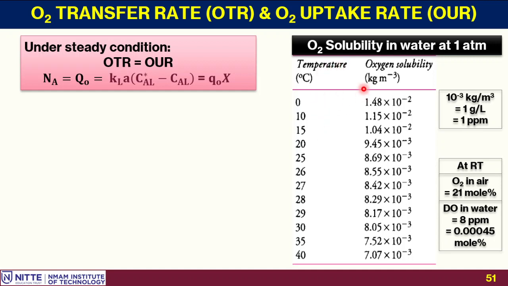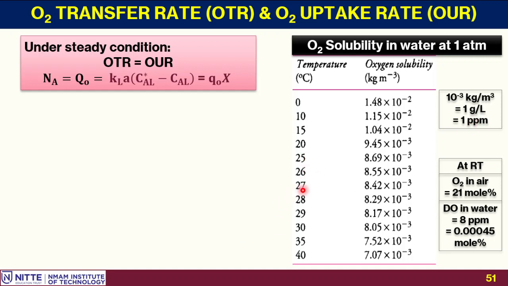Now I want the solubility of oxygen at different temperatures. You can see it here. It's in kg per meter cube. Oxygen solubility, which is nothing but C star. This value, C star, is the solubility limit. It is for pure water at 1 atmosphere. Note that 10 power minus 3 kg per meter cube is the same as 1 ppm.